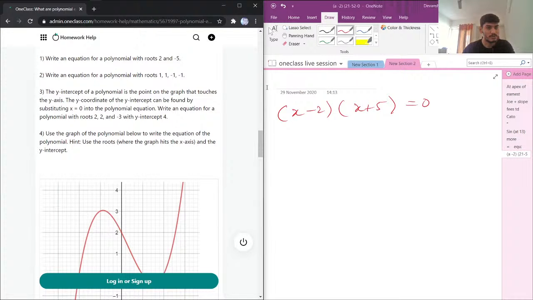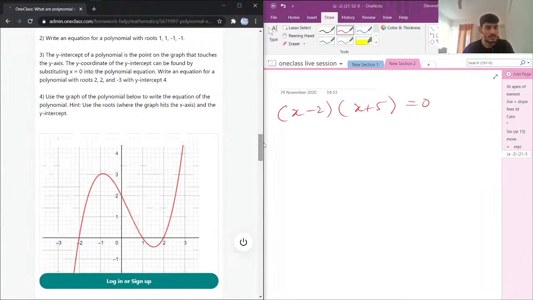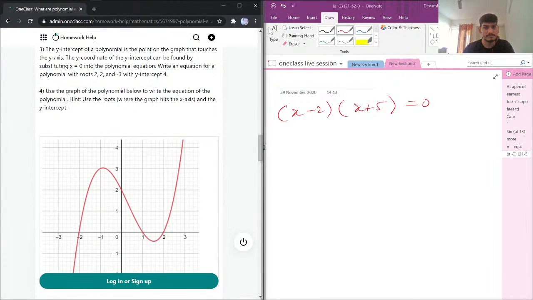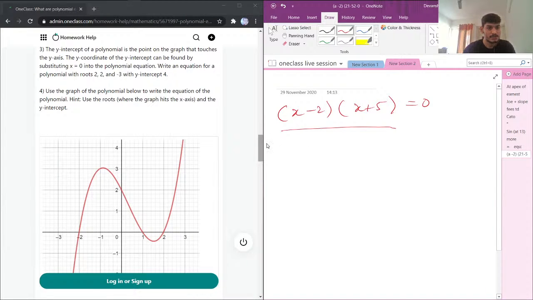The y-intercept of polynomial is the point on the graph that touches y-axis. The y coordinate of the y-intercept can be found by substituting x equals to 0 into the polynomial equation. Write an equation for polynomial with roots 2, 2 and negative 3 with y-intercept 4. This is a condition given here. And use the graph of polynomial below to write the equation of polynomial. Hint, use the roots where the graph hits x-axis and the y-intercept.